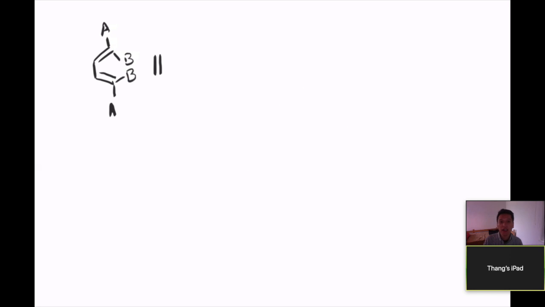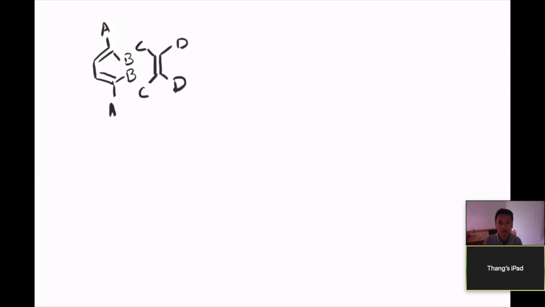Right, so A are the substituents on the diene that's facing away from the dienophile, and B are the substituents that are facing towards the dienophile. Similarly, in the dienophile, you can have substituents that are facing your diene and substituents that are facing away.